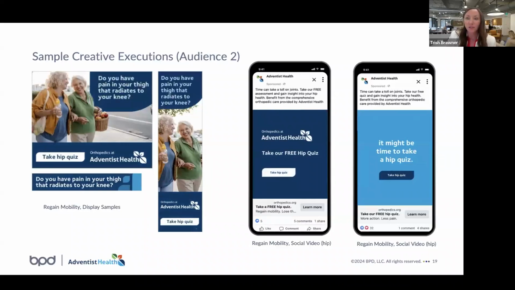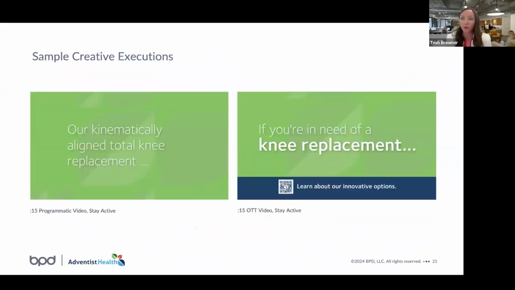Now we just have a few more examples that we want to share, to illustrate how we take this data and all of these insights that we know about these folks and really tailor the creative, not only to the audience, but also to the media channel. On the left side here, we've got two videos we're going to play. The first is a video that we used for our Stay Active audience in the programmatic video space.